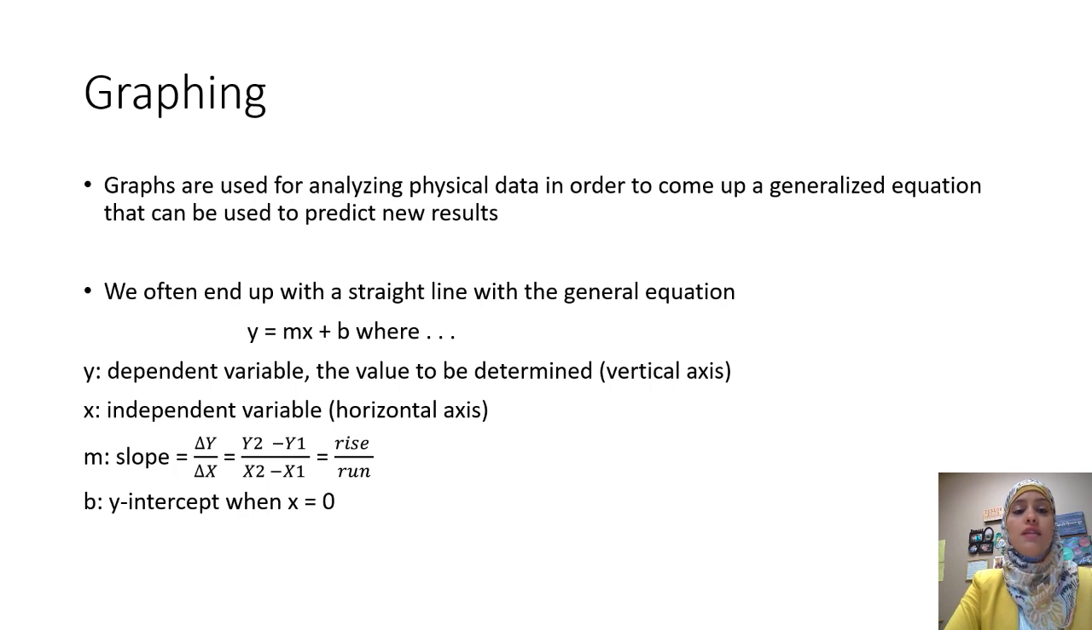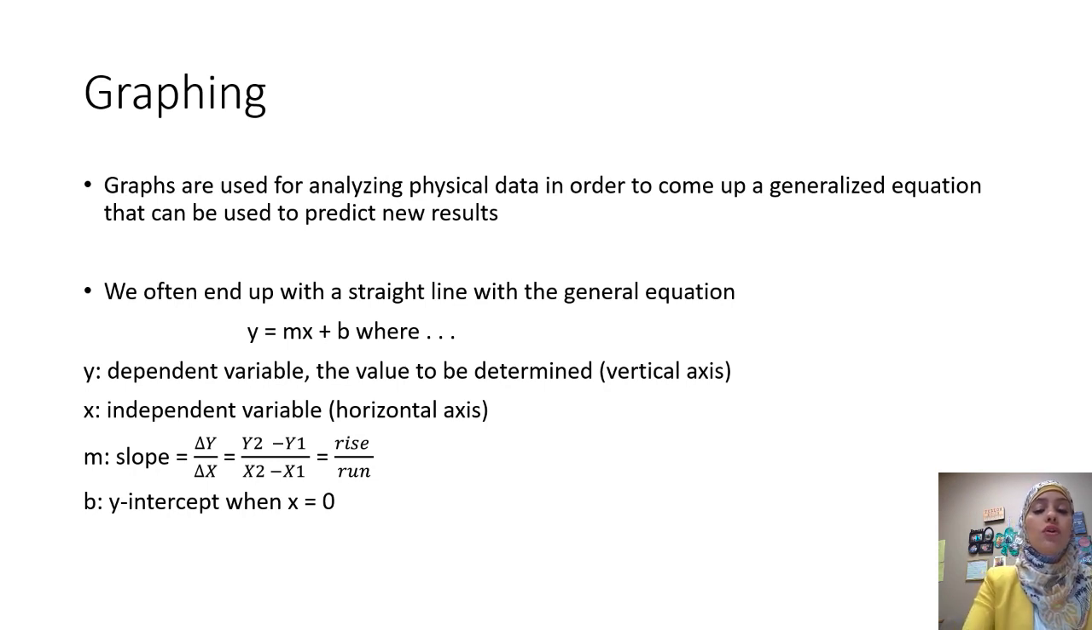Oftentimes in fundamentals chemistry or general chemistry lab, the first experiment that you do is a density experiment in which you change volume and mass, and you see how they respond to each other to derive density. So I'm going to give you an example of how we do that, and I'm going to go through the equation here, y equals mx plus b, to remind you what these variables actually mean.